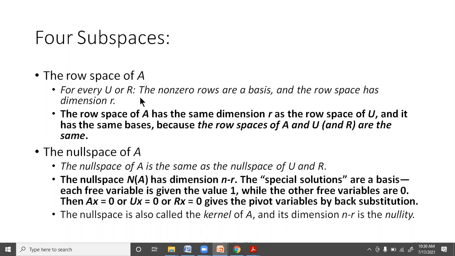Then we come to the row space of A. For every U or R, the non-zero rows are the basis, and the row space has dimension r. And how do we find the row space? The row space of A is the column space of A transpose.